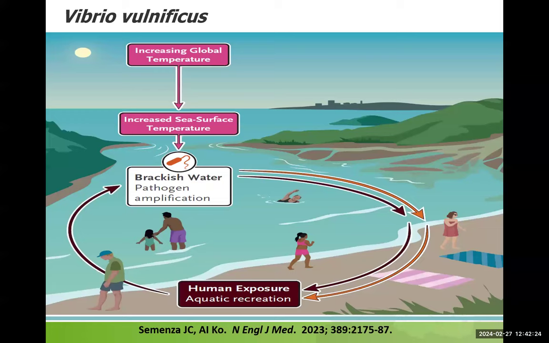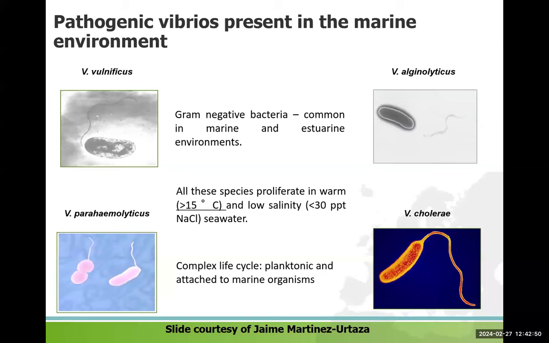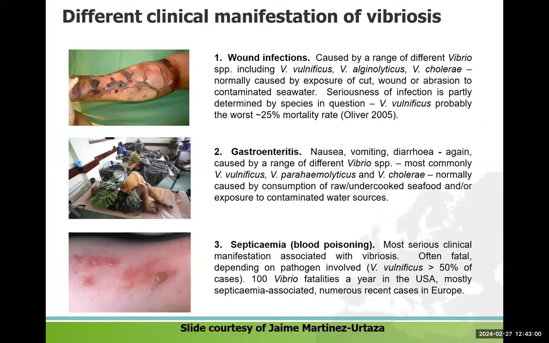You can see pathogen amplification, and then that can lead to exposures in humans during recreational water use. And in this case, this one here is an estuary where you have brackish water, so water with relatively low salt content. And this is exactly what these bacteria thrive in. They want to have low salinity and a temperature above 15 degrees, and that's when they start proliferating. And there are a number of these types of Vibrio bacteria, like vulnificus or parahaemolyticus, and they can lead to serious wound infections, gastroenteritis, or septicemia.